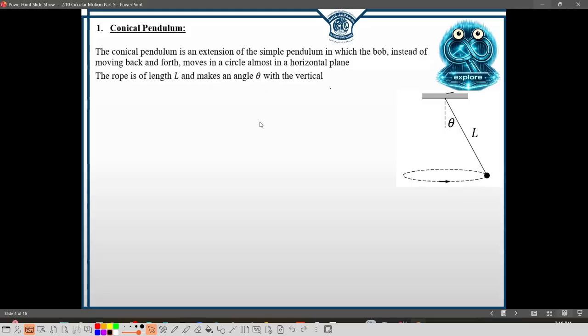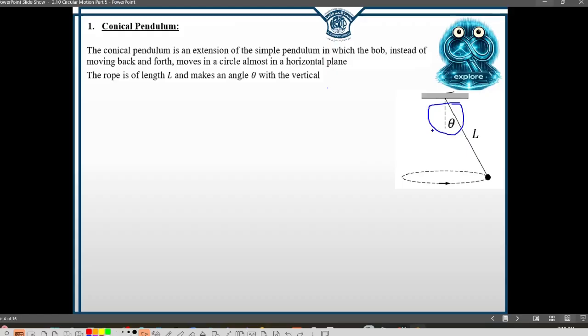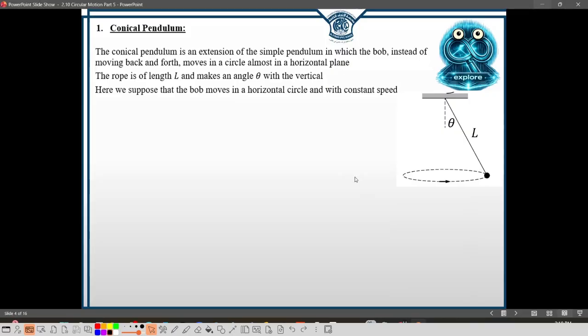The rope is of length L and makes an angle theta with the vertical. So the angle here is with respect to the vertical, between the string and the vertical. Here we suppose that the bob, or the mass, moves in a horizontal circle with a constant speed. So the assumption is a horizontal circle and the speed of the bob is constant.